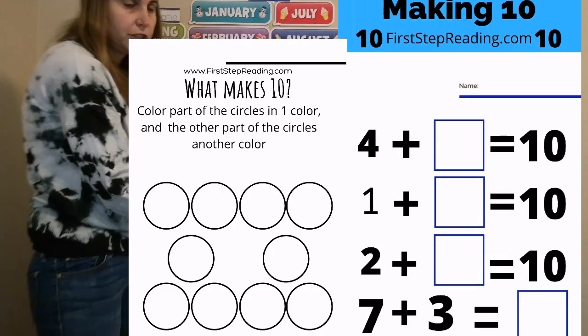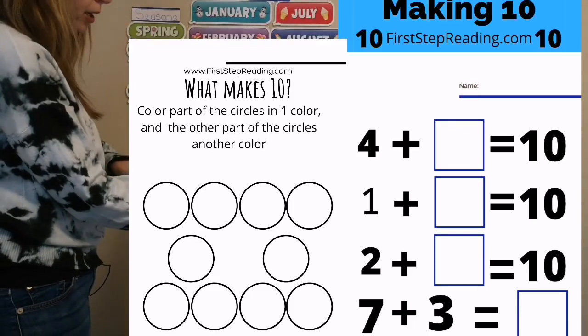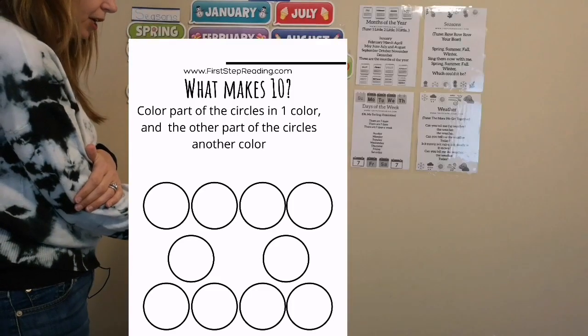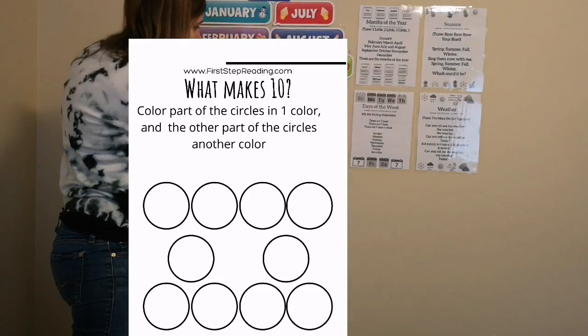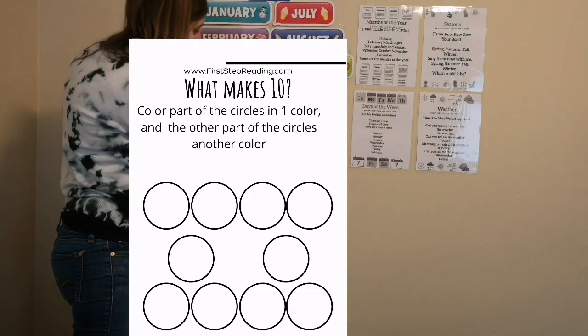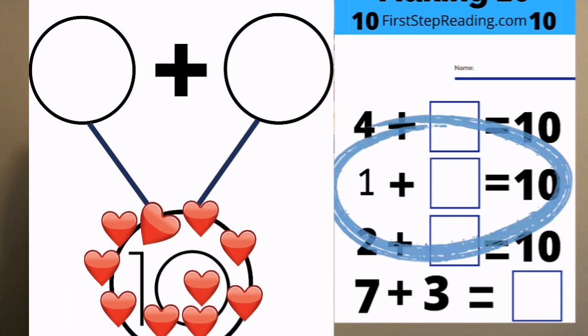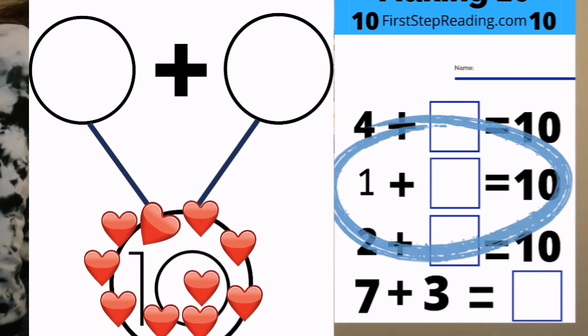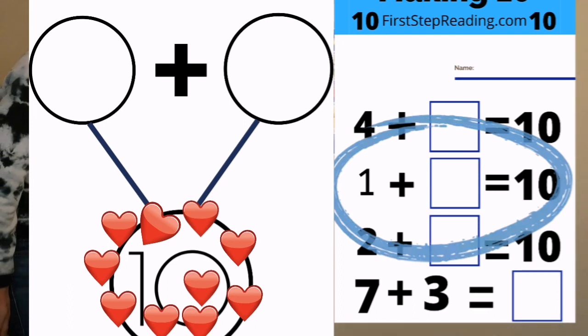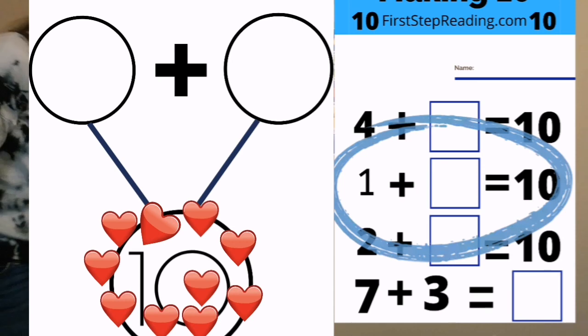And this is, remember, our review where you can color part one color and see how much is left the other color, and what plus what equals 10. Okay? So I'm going to do one more of these just in case you're confused, and I'll do it with the mat. So we did 4 plus, we said 4 plus 6 equals 10. Let's do 1 plus what equals 10.